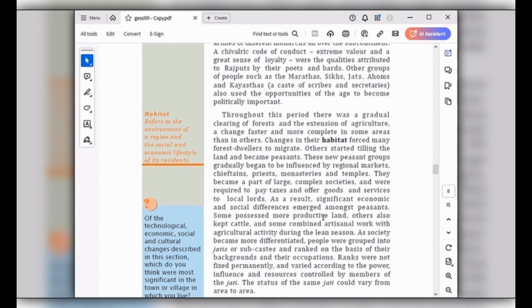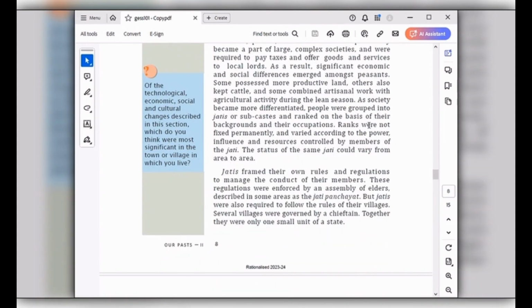Some possessed more productive land, others also kept cattle, and some combined artisanal work with agricultural activity during the lean season. As society became more differentiated, people were grouped into jatis or subcastes, and ranked on the basis of their backgrounds and their occupations. Ranks were not fixed permanently and varied according to the power, influence, and resources controlled by members of the jati. The status of the same jati could vary from area to area.